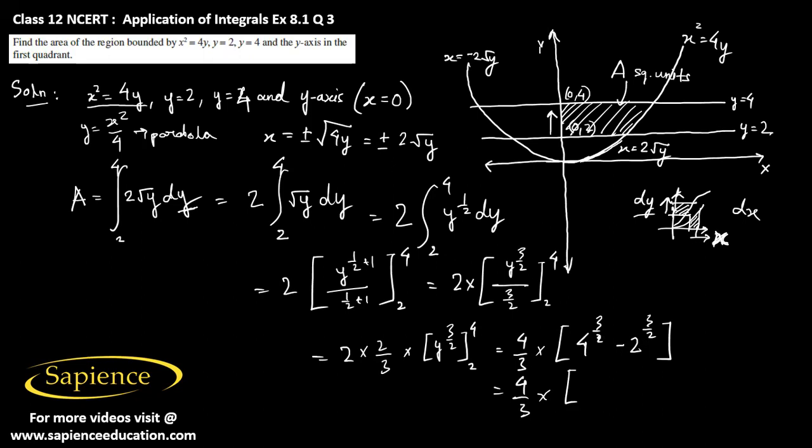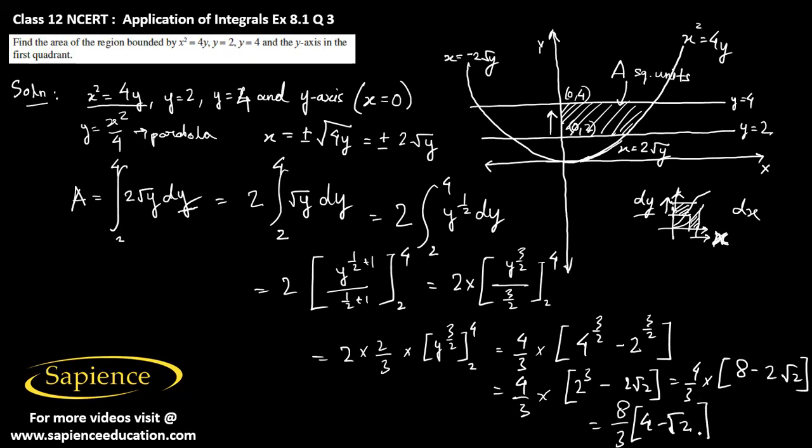So that will be 4 by 3 times 4 power 3 by 2. So 4 power half is 2, 2 cube, 2 power 3, minus 2 power 3 by 2, that is root 2 power 3, that is 2 root 2. Okay, so that will be 4 by 3 times 8 minus 2 root 2. If we want, we can take 2 as common outside, so that will be 8 by 3 times 4 minus root 2 square units. Okay, so this is the answer. Thank you.